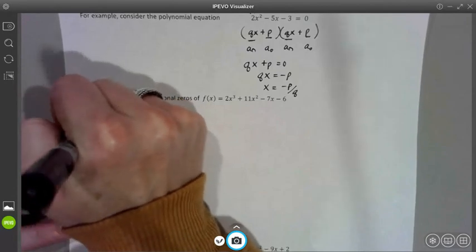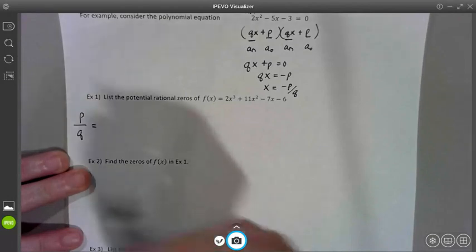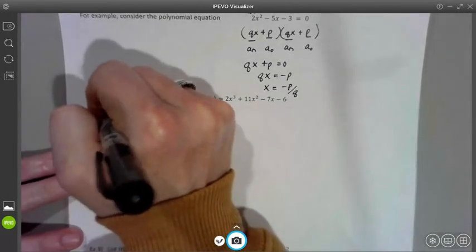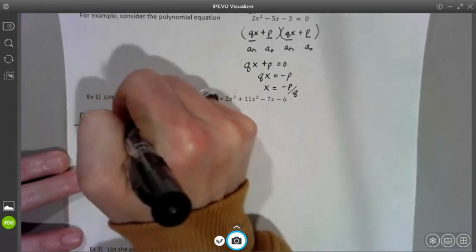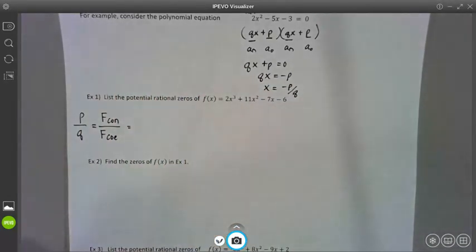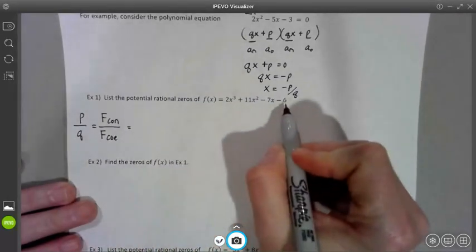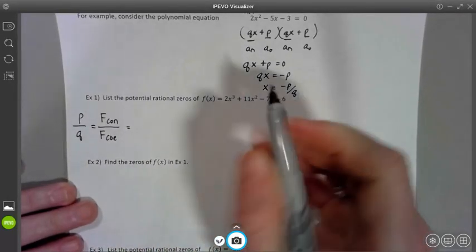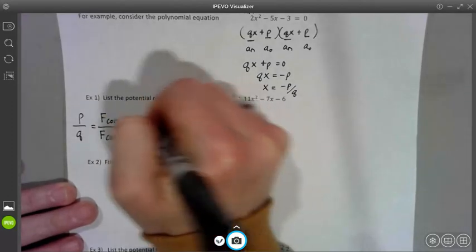Now, a lot of times students forget who's p and who's q. My teacher always said, p is your factors of the constant, and q is your factors of the leading coefficient. So instead of p over q, I always remember F con over F co, factors of the constant over factors of the leading coefficient. All right, so factors of the constant. The constant is 6. So what are factors of 6? 1, 2, 3, and 6, right?